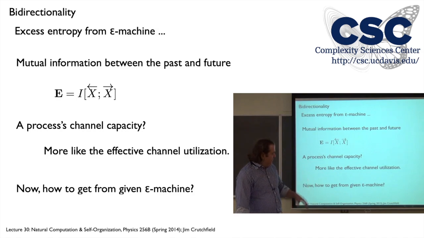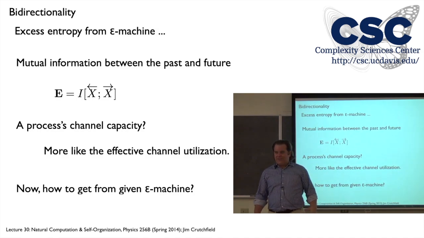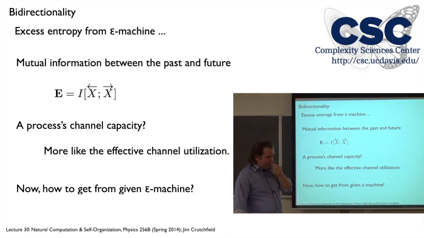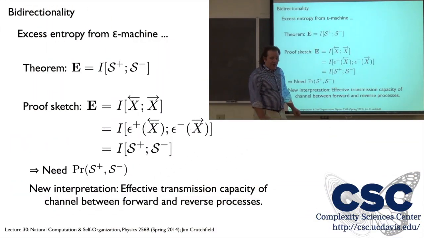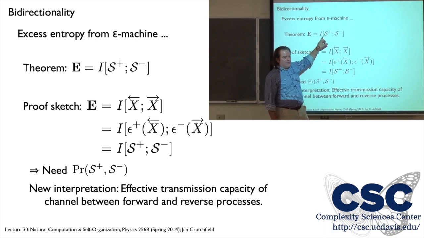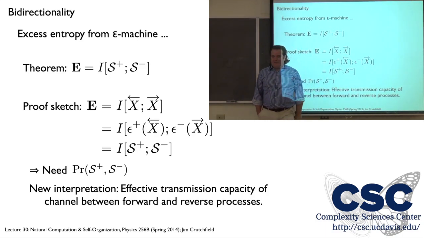Well, it's defined this way, but that's kind of a pain because we're dealing with semi-infinite random variables, so that's not practical. It's a nice intuitive definition. But how are we going to calculate this? Well, we're going to do it in terms of the epsilon machine. So here's the main result, incredibly simple to state. Maybe even at this point, I hope kind of obvious. The excess entropy is the mutual information between the forward state process and the reverse state process.